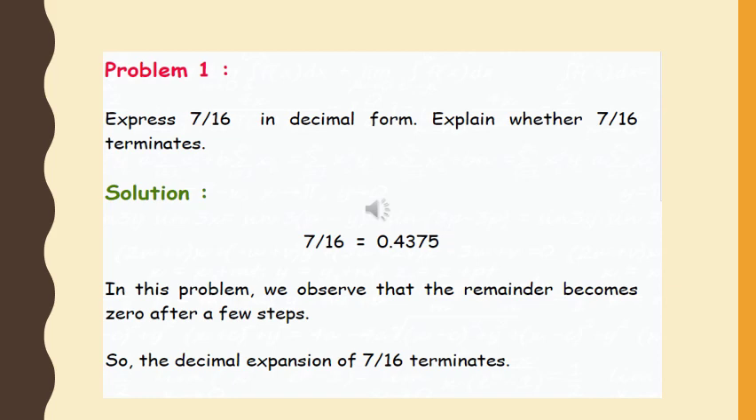If we see 7 by 16, when we divide 7 by 16, the division process stops. The answer is 0.4375. So this process stops, and it will be a rational number.